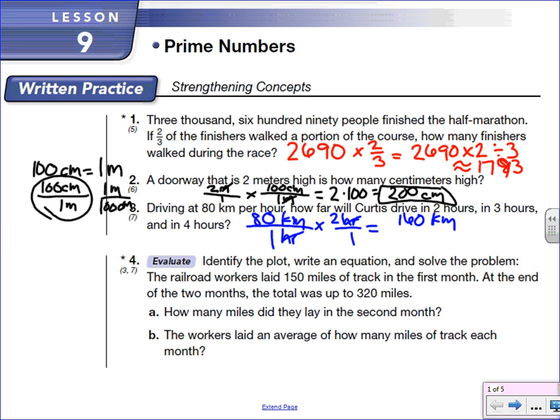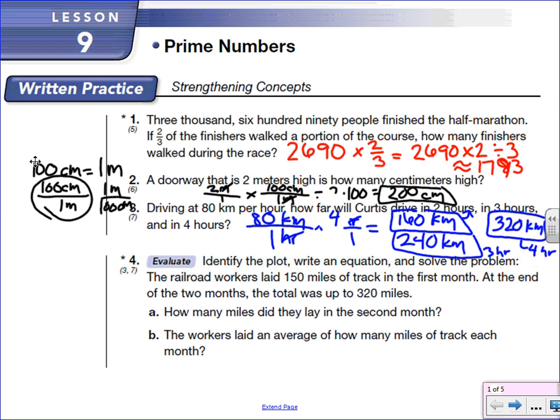And then I would do the same thing, but I would replace 2 with 3 hours. And then I'd have 80 times 3. 8 times 3 is 24. So 240 kilometers. And then 4 hours. Replace the 3 with a 4. And then 80 times 4 is 320 kilometers. So 4 hours, 2 hours, and 3 hours.